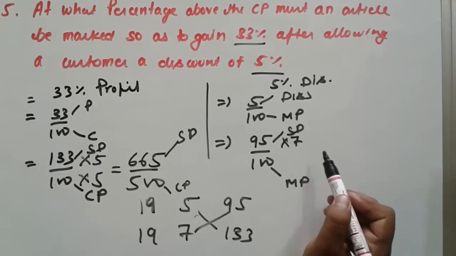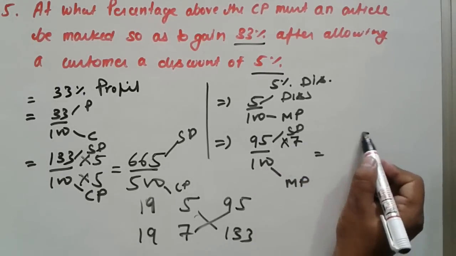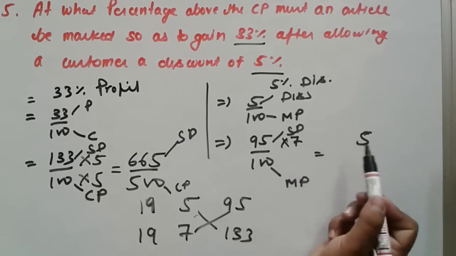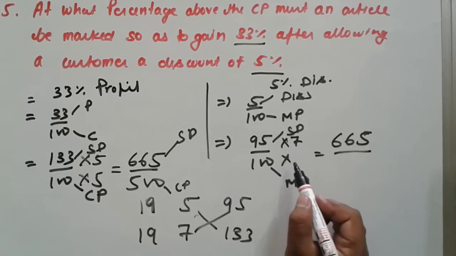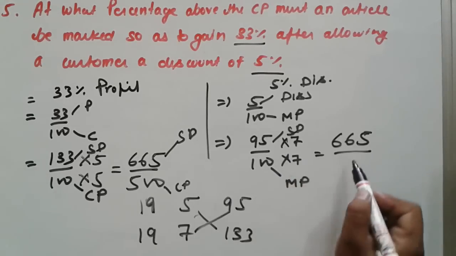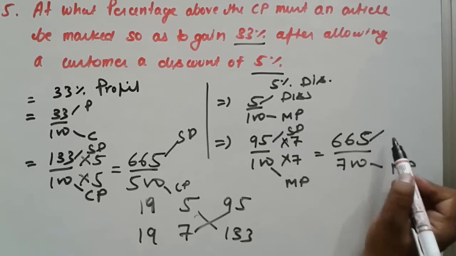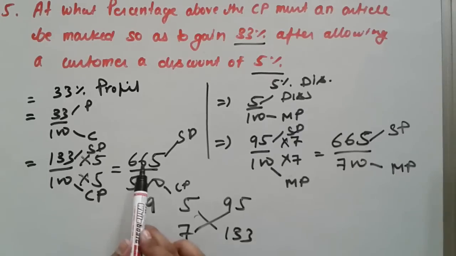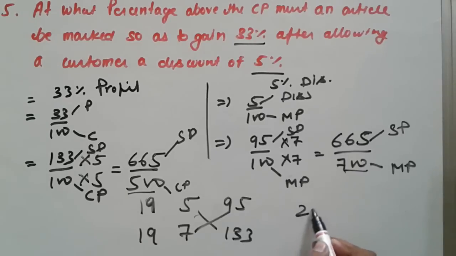Okay, on the discount side, multiply 95 by 7, it's now 665. The numerator also gets multiplied by 7, so it's 700. It's market price, and it's selling price. So here the selling price is 665 on both sides. So we have calculated cost price and market price. Here the cost price is 500 and the market price is 700. So the market price is 200 more than the cost price.